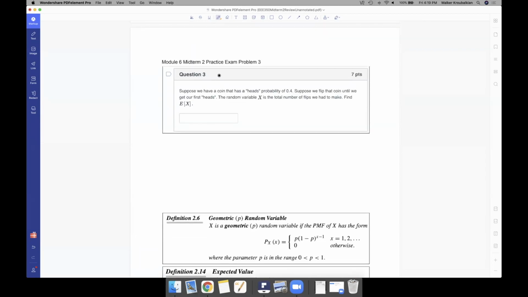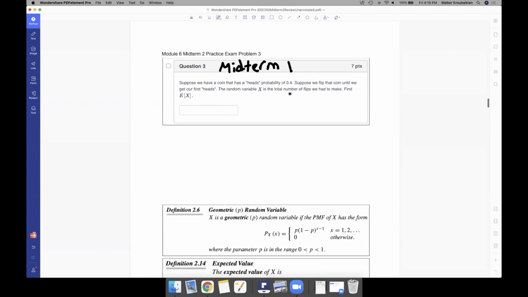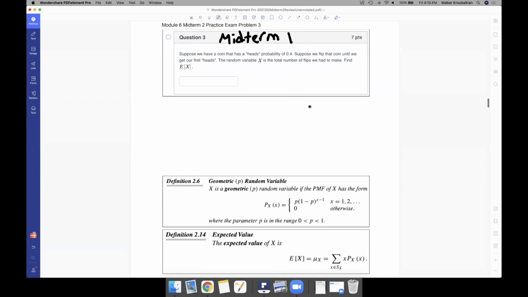So like I said, this course is very cumulative. We definitely talked about these sorts of problems in midterm 1. So I'm going to write that: midterm 1. Definitely review your first midterm, because the same sorts of problems will be asked. But for the most part, you can expect new material.